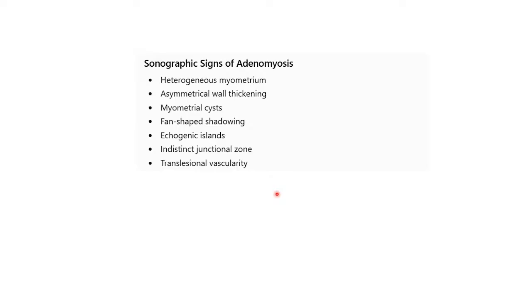I have been showing you some signs of adenomyosis when we're doing our daily quiz sessions. I will also show you images of how adenomyosis appears, different types, different appearances, so that you appreciate that. I'll share that with you in another slide. So the sonographic signs of adenomyosis are: heterogeneous myometrium, asymmetrical wall thickening, myometrial cyst, fan-shaped shadowing, echogenic islands, then indistinct junctional zone, or the trans-lesional vascularity that should be present.